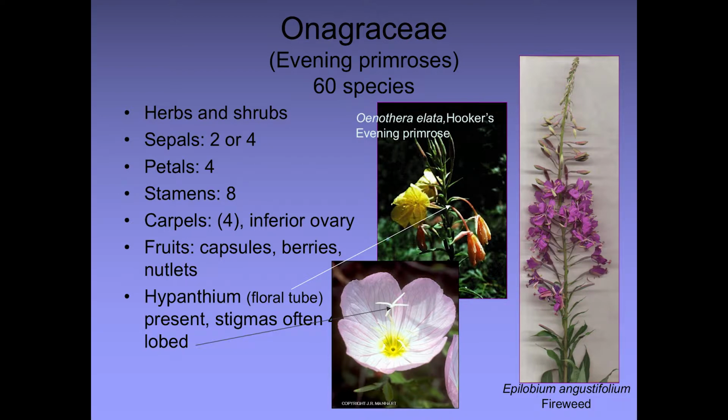And then the Onagraceae, the evening primroses. Again, they can be herbs and shrubs. Sepals 2 or 4, petals 4, stamens 8. The yellow one is the Hooker's evening primrose, which you see really all over town, especially on the slopes driving up to the ski valley in the summer. And those things get like 3 feet tall.